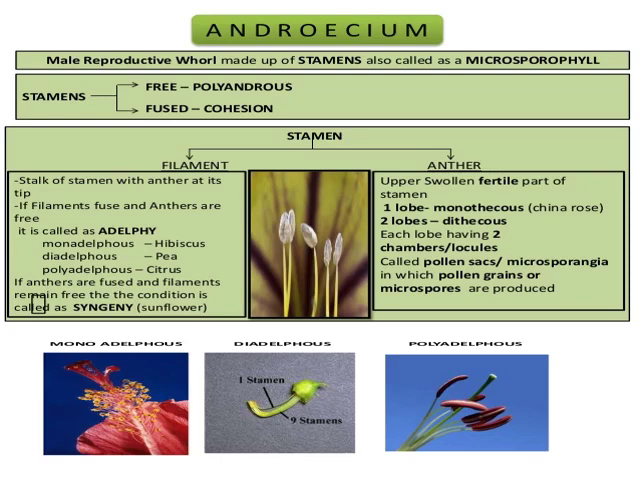cohesion. So a stamen consists of two parts. One is the filament, the other one is the anther. So the stalk of the stamen with the anther at its tip, and if the filaments fuse and anthers are free, it is called adelphous.